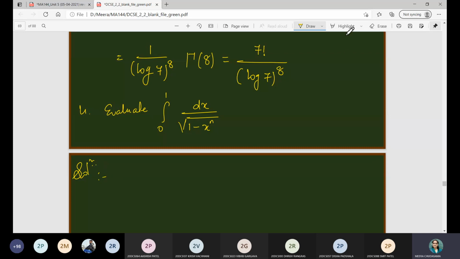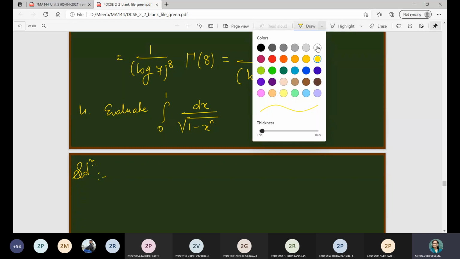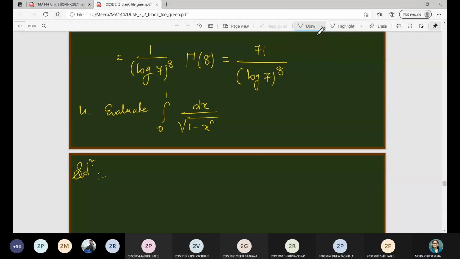So how will we solve this? Anyone having any idea? Let us take x raised to n as t. X raised to n, we will bring it up, meaning 1 minus x raised to n raised to the power minus 1/2, so x raised to n we will take as t. Very good. Yes, right.